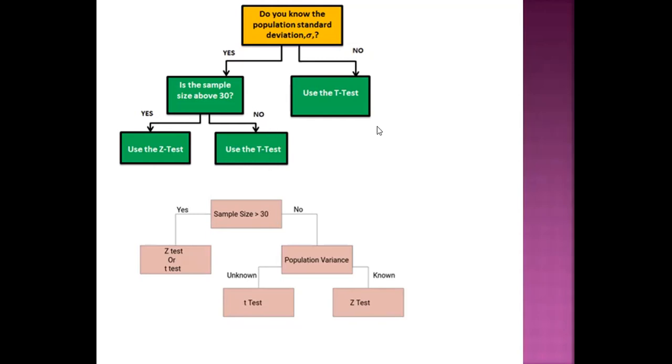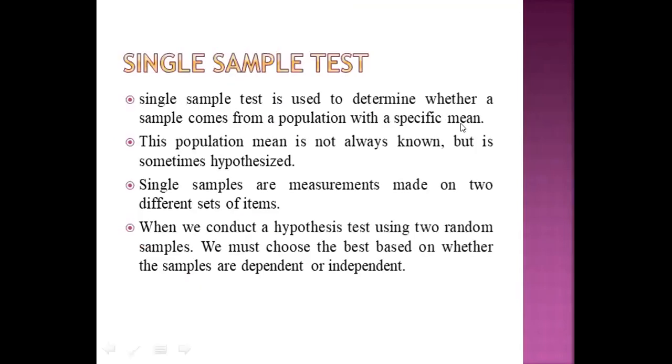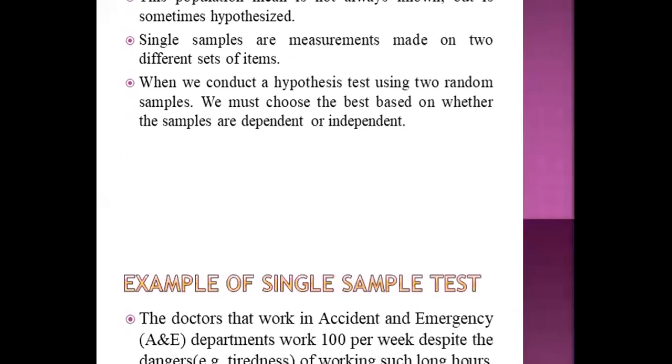A single sample comes from a population with a specific mean. This population mean is not always known, but is sometimes hypothesized. When we conduct hypothesis testing using two random samples, we must choose the best test based on whether the samples are dependent or independent. But in a single sample test, we always compare the population mean with the sample mean, and sometimes the population mean is not known and we hypothesize it. This is known as a one sample test.